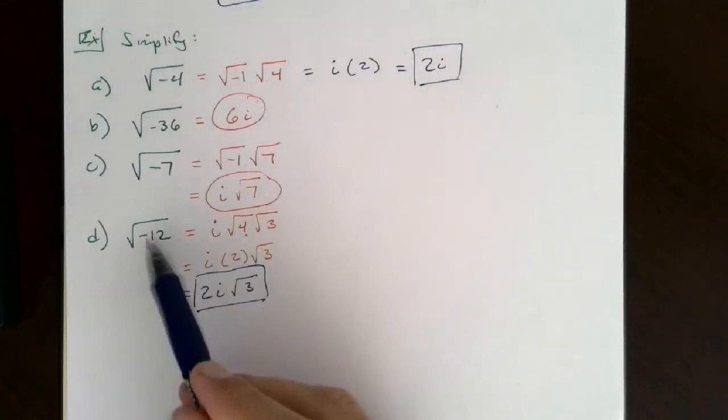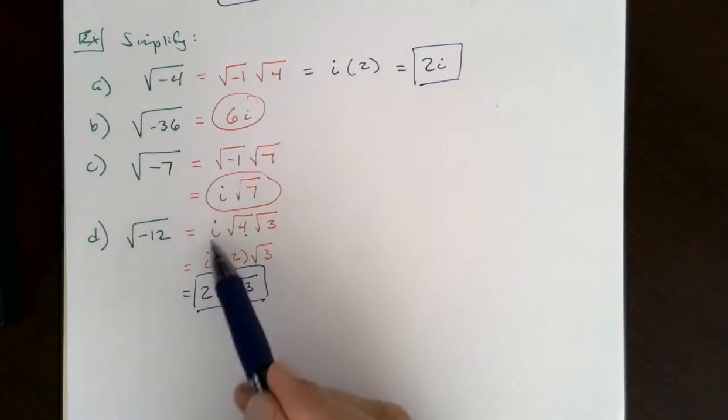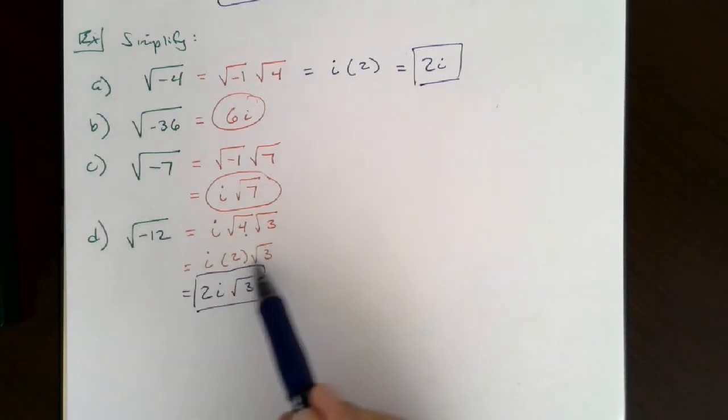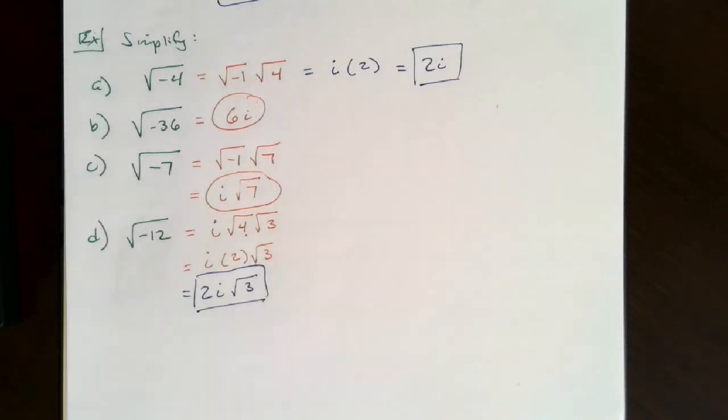So you really are factoring out i for the square root of negative 1, and then you simplify the radical part as you normally would. That's really all I did here. And at the end I just write it all together. Let's talk about some properties of i.